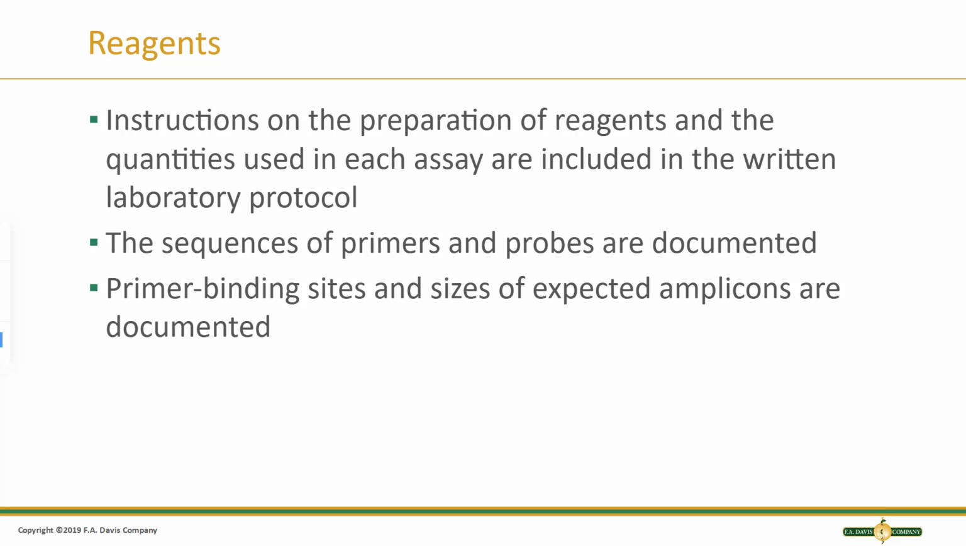Probes are specific sequences of genetic material, or sequences of nucleic acids, that are designed to bind to other complementary specific sequences to identify sequences within large samples. Primer binding sites are the areas on the DNA where a primer would bind, and sizes of expected amplicons. Amplicons are what we call the copies of the DNA that have been made. So when I talked briefly about polymerase chain reaction, that's what those would be. So those would be documented.